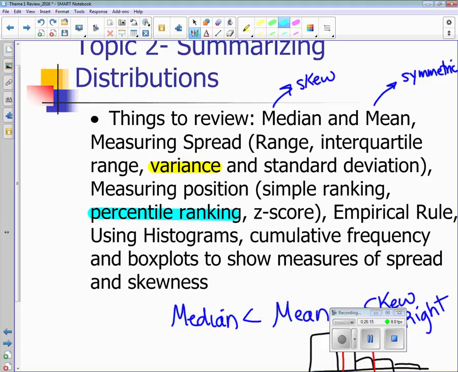97%. So percentile rank is you are better than that percent of people. So if you're in the top 3%, your percentile rank is actually 97%. Okay? So kind of keep that in the back of your mind.